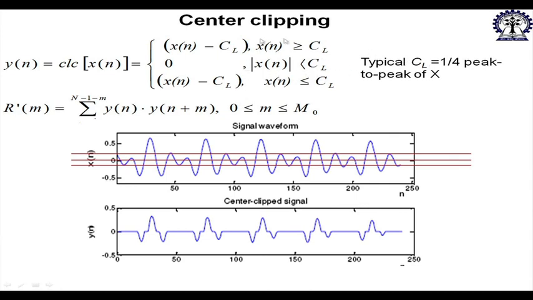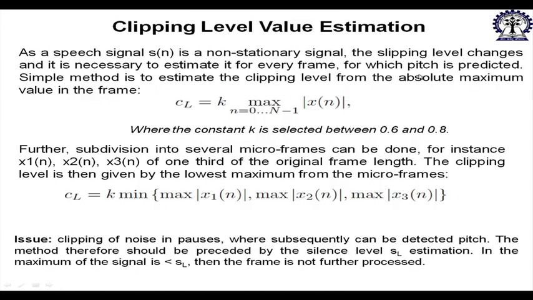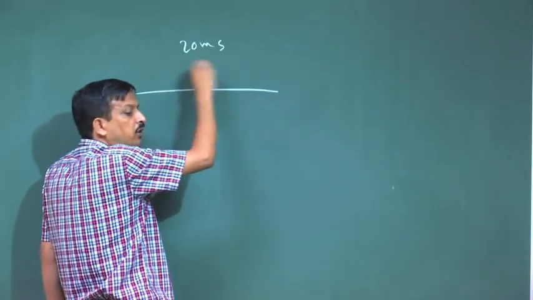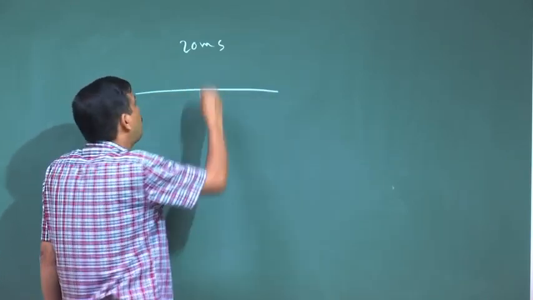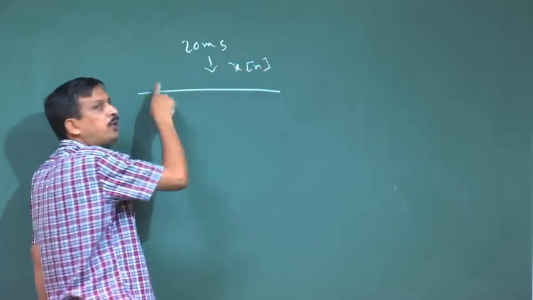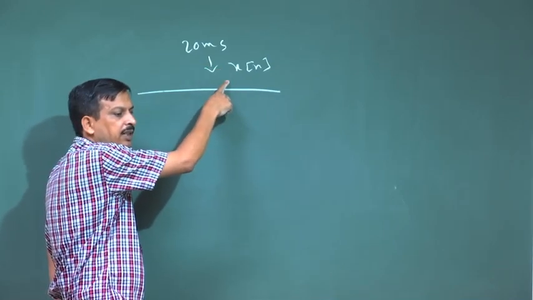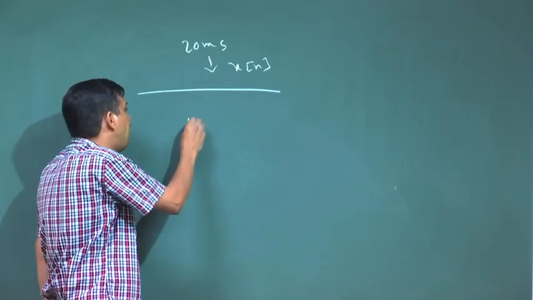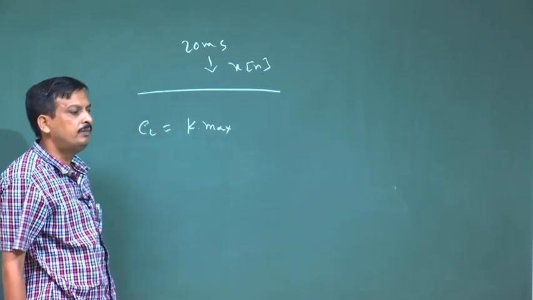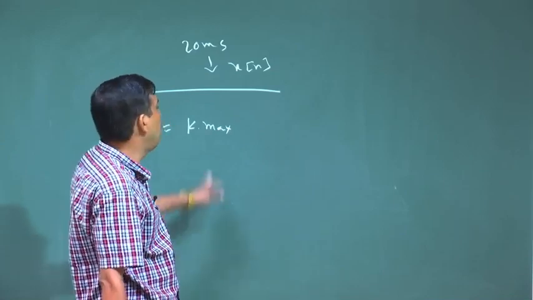So, clipping, how do we find the CL? Generally, it is CL equal to 1/4 of the peak. So, how do you do that? Suppose I have taken a 20 millisecond window signal. Within the 20 milliseconds, I can find the maximum peak. Let us say the 20 millisecond signal is represented by x(n). If I find the maximum amplitude within the 20 milliseconds, then k times that max amplitude will give me the CL value. Okay. K value is between 0.6 to 0.8.